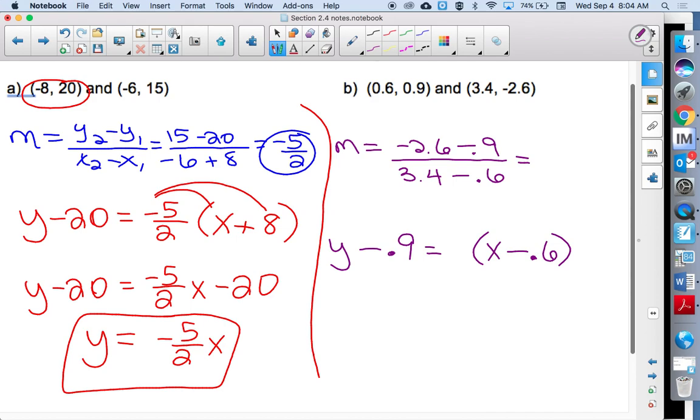Anybody calculate the slope? What'd you get? Negative 2.5 over... and then say again, over 2 point... And if you actually divide them, what do you get? That's a negative. Yeah, I missed my negative sign. Thank you.